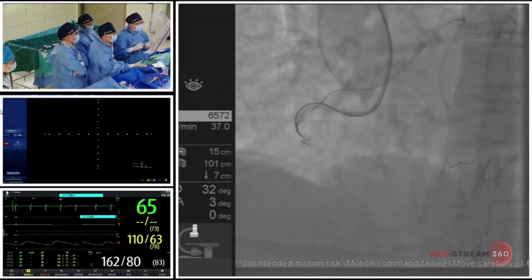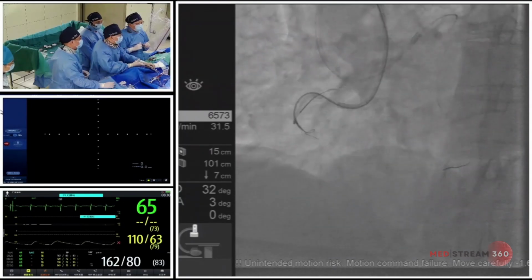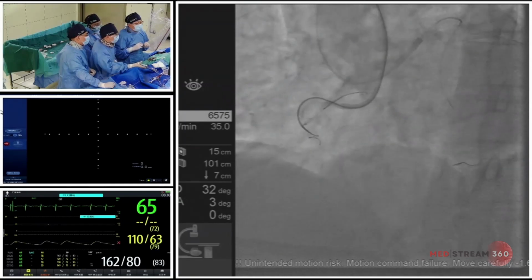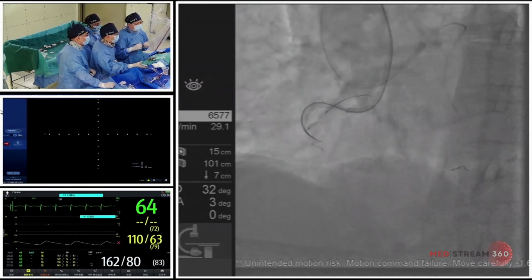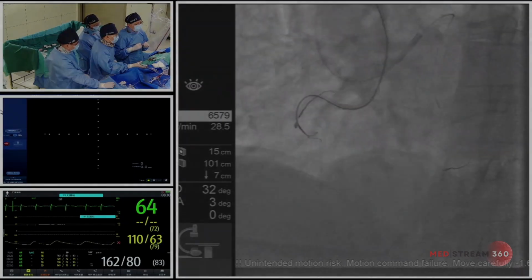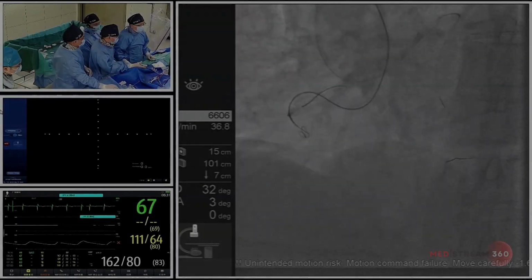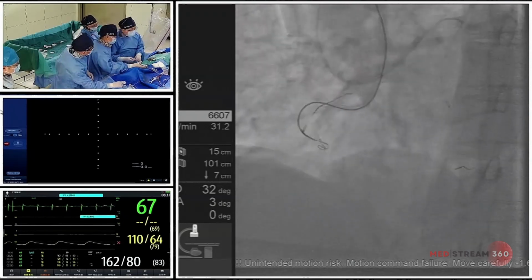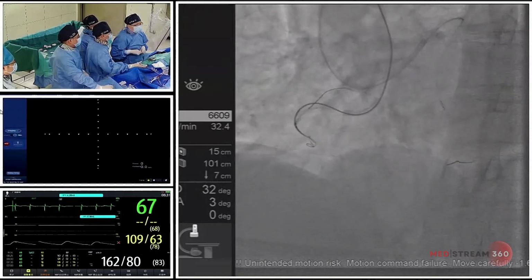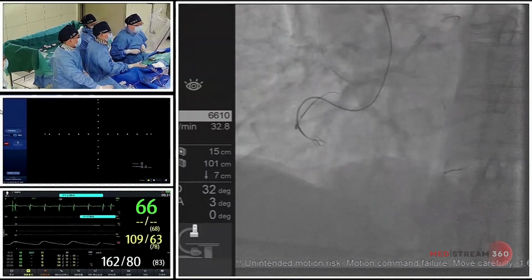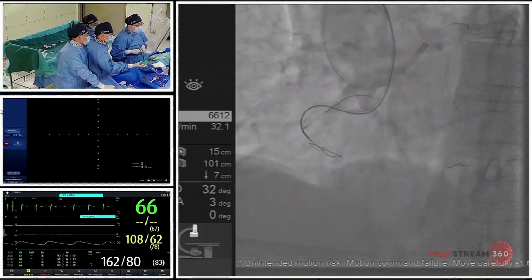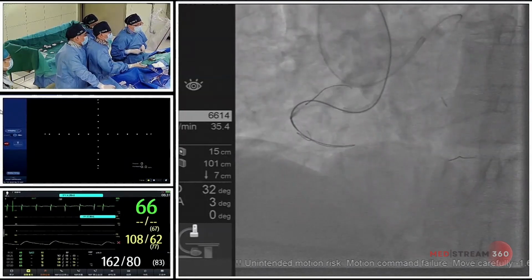Maybe this segment should be tortuous. But make sure whether the wire is right or not. The entry point is fine, but it's hard to say. Here should be a very tortuous segment. Sometimes, in order to make the wire go in the vessel structure, the knuckle could also be tried. Okay.